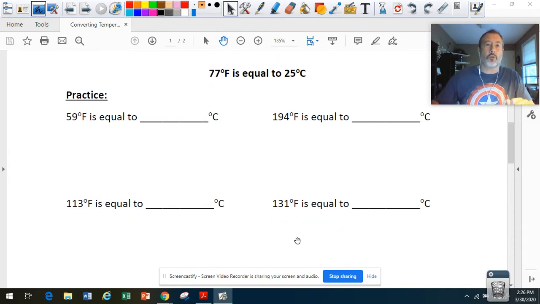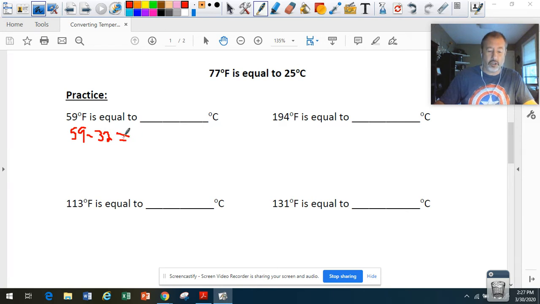So let's try some practice ones here. Here's what we do first. It says we are starting with 59 degrees Fahrenheit. We want to know what that is in Celsius. So our first job, according to our steps, says take your 59 and subtract 32 from it. So 59 minus your 32.